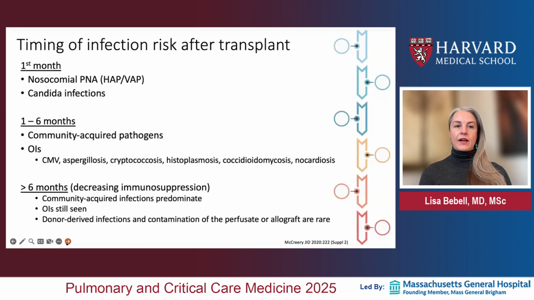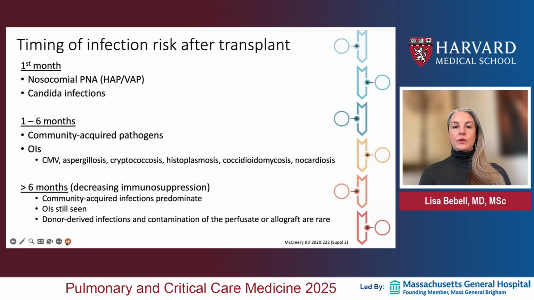In the first month after both solid organ and hematopoietic stem cell transplants, nosocomial infections are very, very common, especially hospital-associated pneumonia and ventilator-associated pneumonia. Candidal infections are also common. Then, moving towards a 1 to 6 month timeline, community-acquired pathogens begin to play a bigger role. This is really where opportunistic infections start to come up, including cytomegalovirus, endemic and non-endemic fungal infections, and nocardiosis.